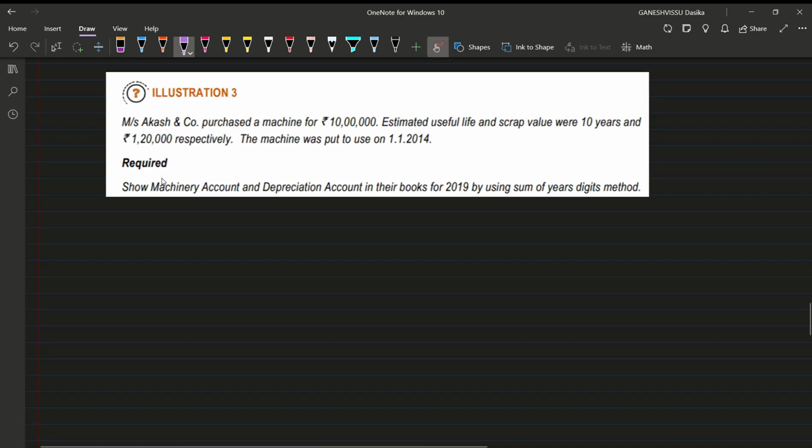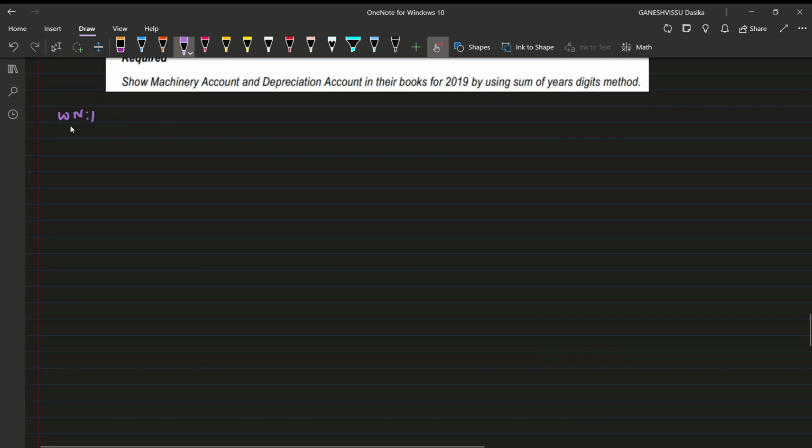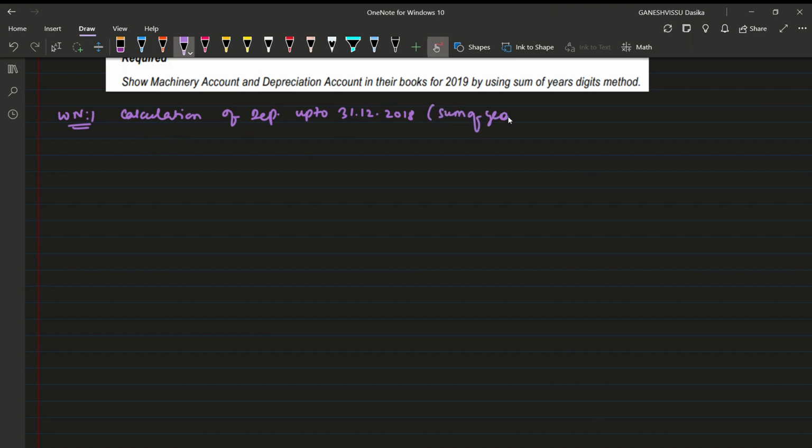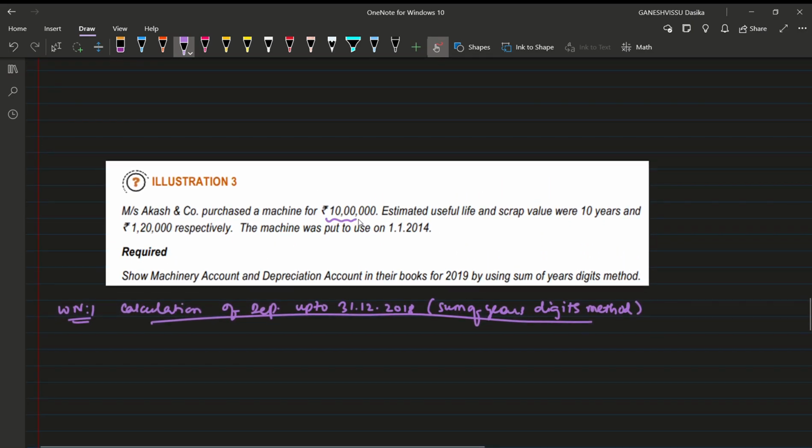Working notes. The first working note, working note number 1, is the calculation of depreciation up to 31st December 2018, using the sum of years digits method. We need to use this method to calculate the depreciation. So what is the cost of the asset? 10 lakhs is the cost of the asset and scrap value is rupees 1,20,000.